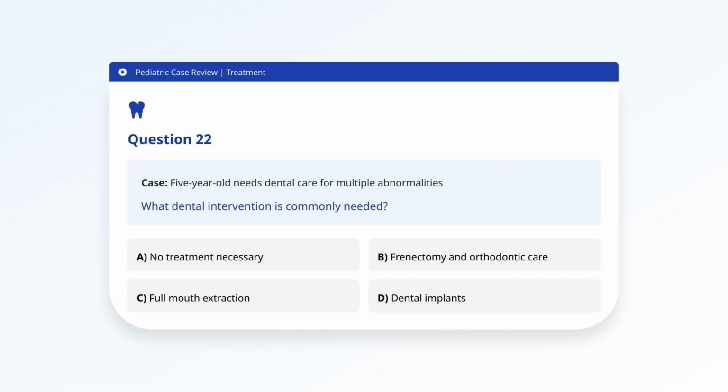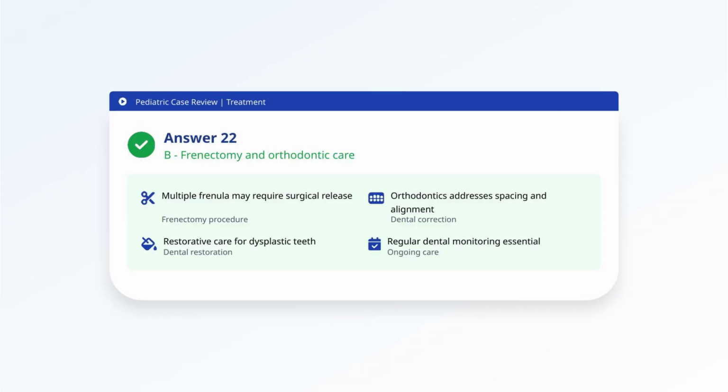What dental intervention is commonly needed? Option A, no treatment is necessary. Option B, frenectomy and orthodontic care. Option C, full mouth extraction. Or option D, dental implants. The correct answer is B, frenectomy and orthodontic care.